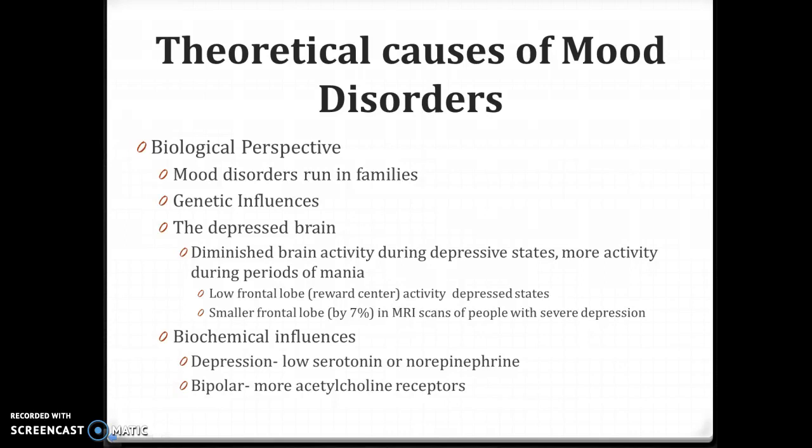In fact, even a smaller frontal lobe in people with severe depression can be seen in MRI scans, smaller by 7%, which is a significant amount. So the brains can be physically different. There are also biochemical influences, and it's a big one. In depression, there is low serotonin or norepinephrine. In bipolar disorder, more acetylcholine receptors can be seen.